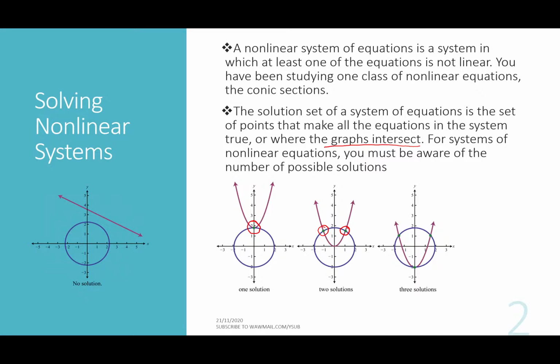And this one has three solutions because there is one here, there are two here, and the third one over here. These are the solution set which is required for each of the questions. And here we have four solutions, if you can see it with me. This is the first one, this is the second one, this is the third one, and this is the fourth.